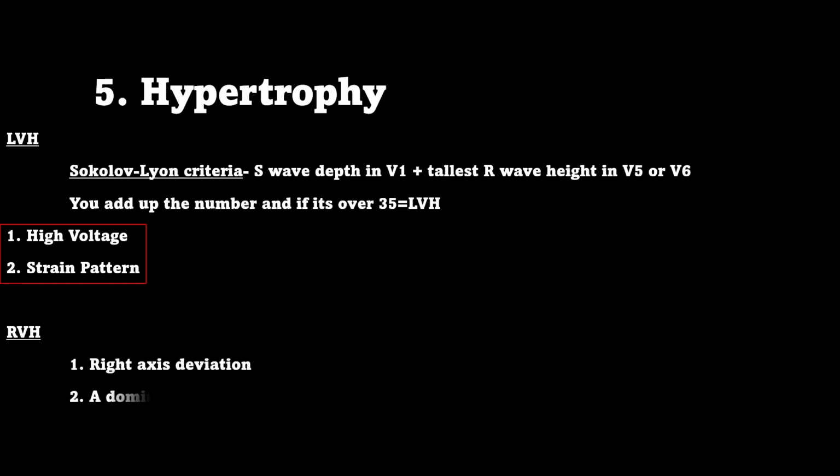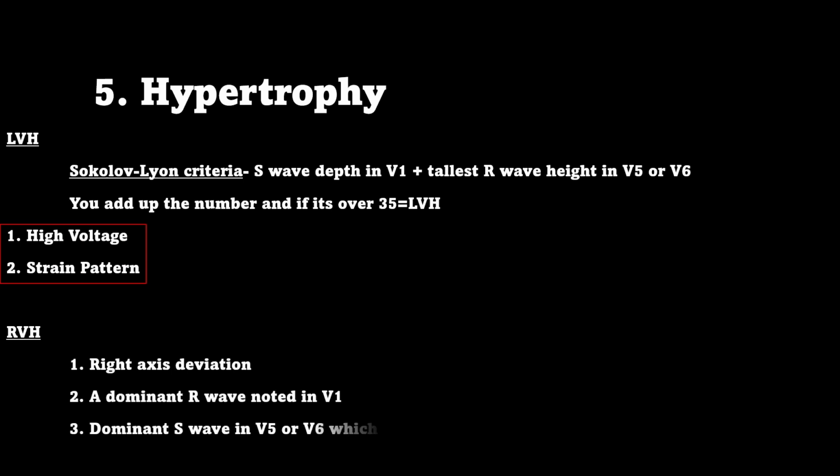Now into RVH. So you need to have right axis deviation, a dominant R wave in V1, and a dominant S wave in V5 or V6, which needs to be greater than 7 millimeters. Sometimes you'll get a right bundle branch morphology and a strain pattern in your precordial leads. And the strain pattern is basically the T waves are inverted.